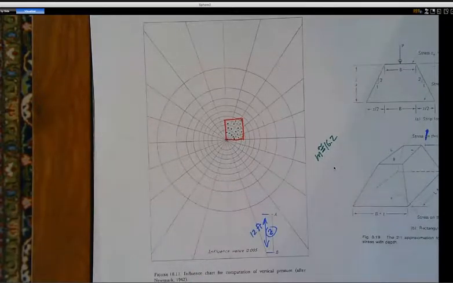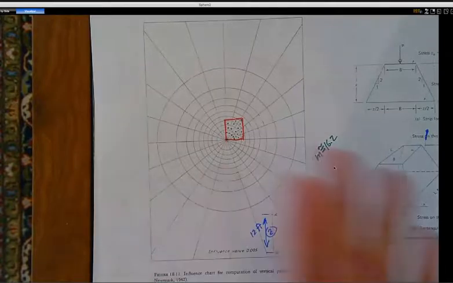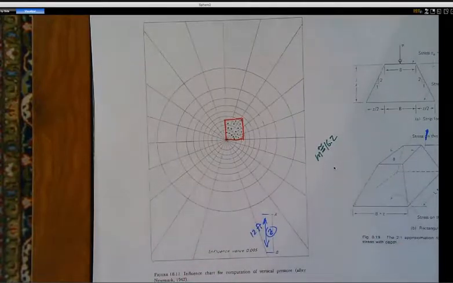What if you have a huge foundation? Let's say the Department of Defense is putting together a complex and they're building a structure that's a half mile by a half mile, and you're looking at a point 12 feet below the surface, or even for that matter, 50 feet below the surface. What's going to happen to the math here?